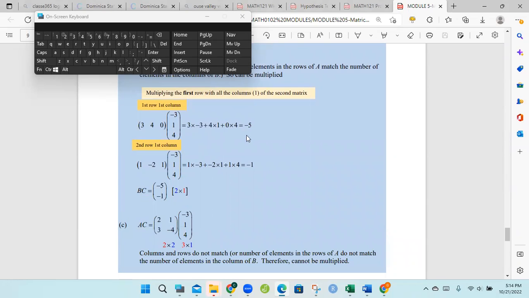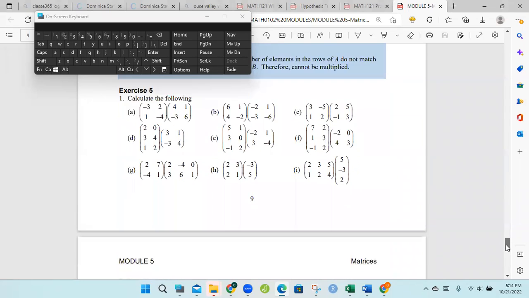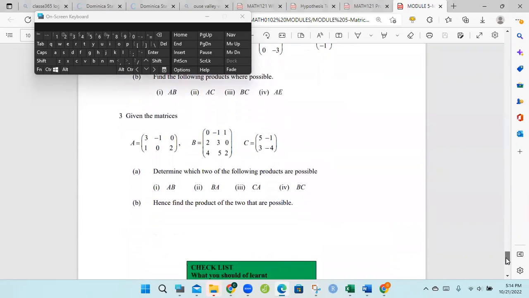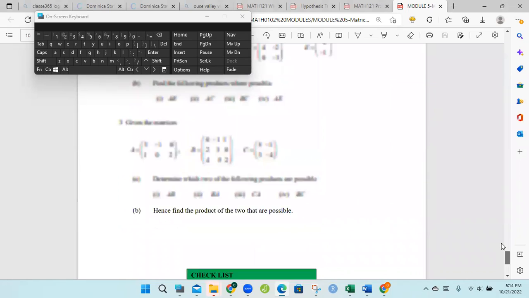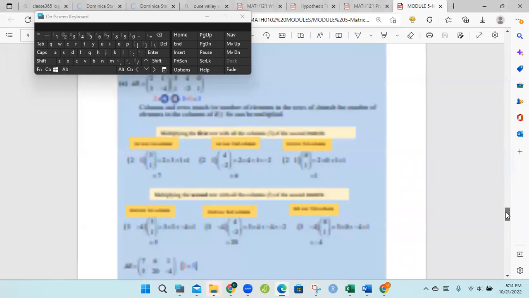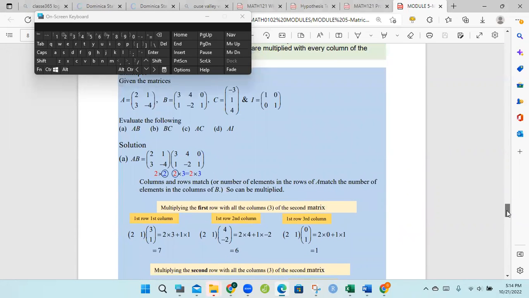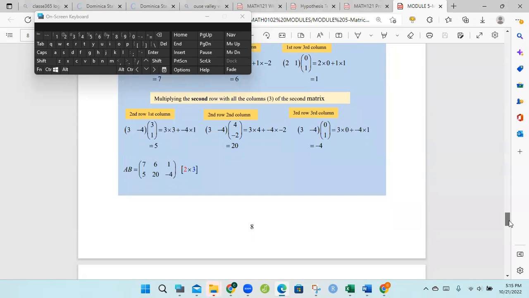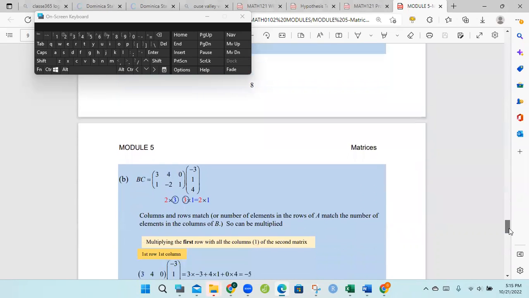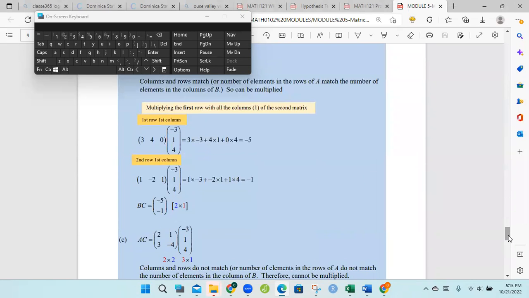One row, one column, or 1 by 1, because you must add just to get one number. So it's just a little. So these examples are very simple examples.